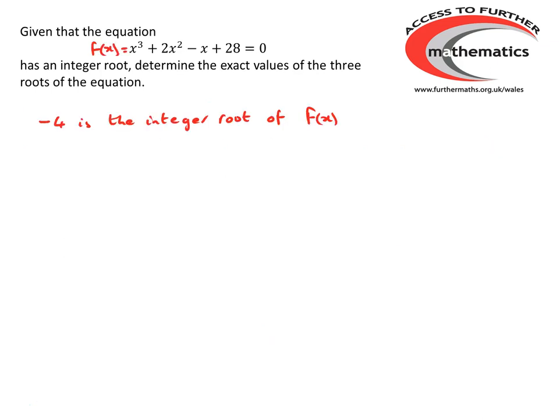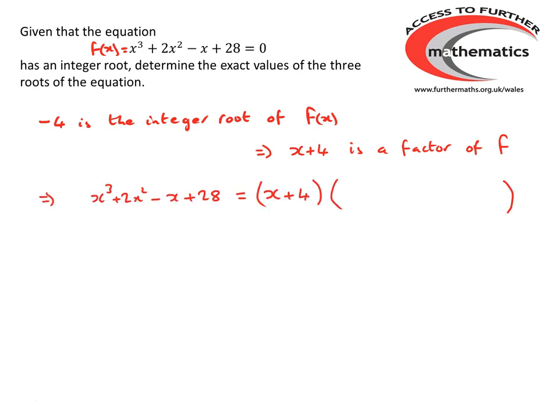So minus 4 is the integer root of f of x, so I certainly know that x plus 4 must be a factor of f. So we can say that x cubed plus 2x squared minus x plus 28 is the same thing as x plus 4 times, well, certainly I know I'm going to have an x squared at the beginning of the second bracket. And that's to make sure I get the x cubed when I multiply out.